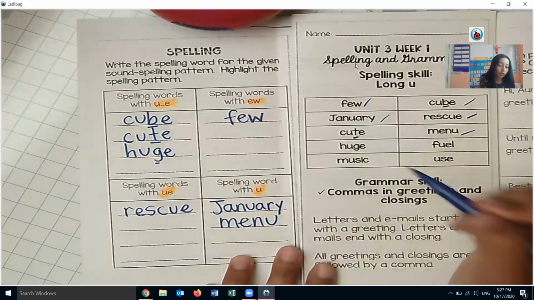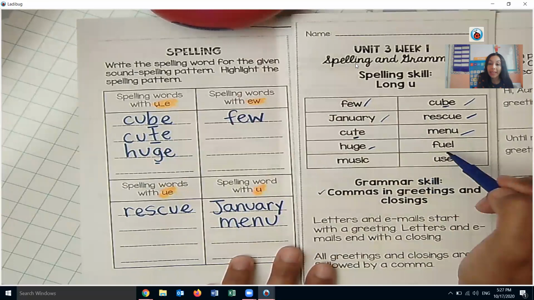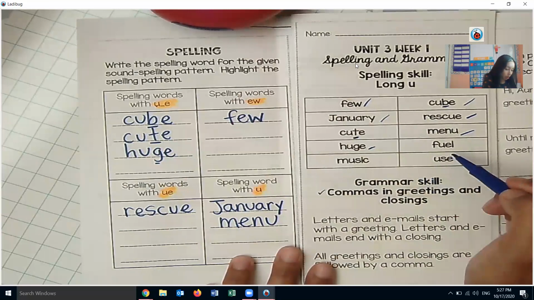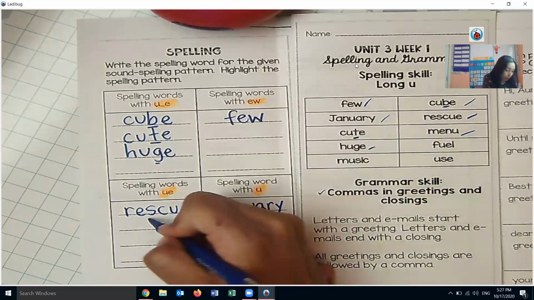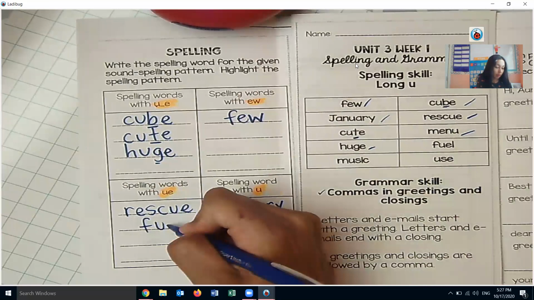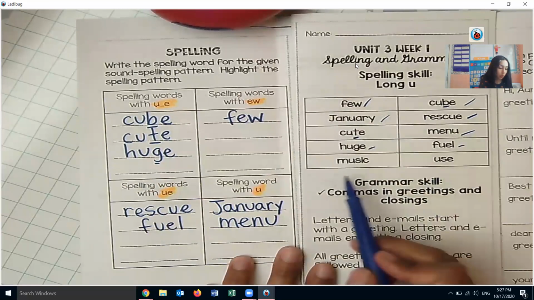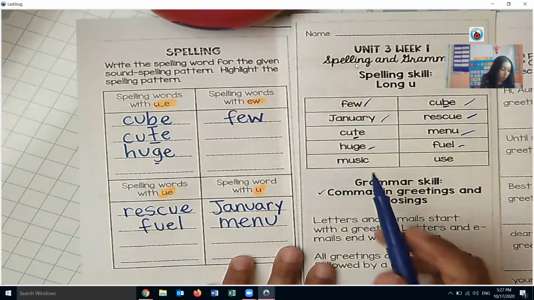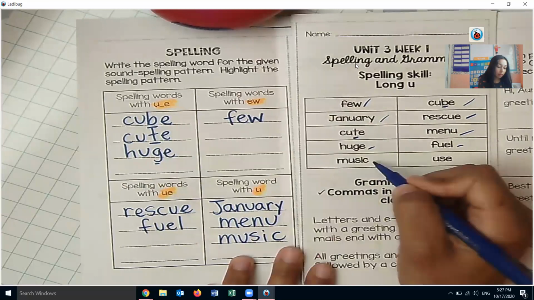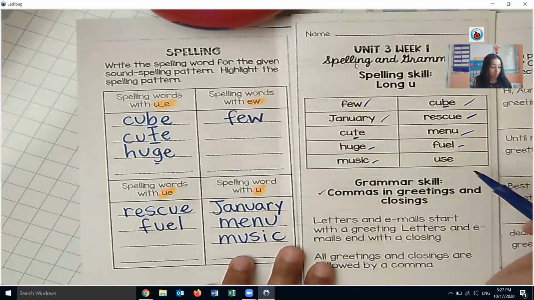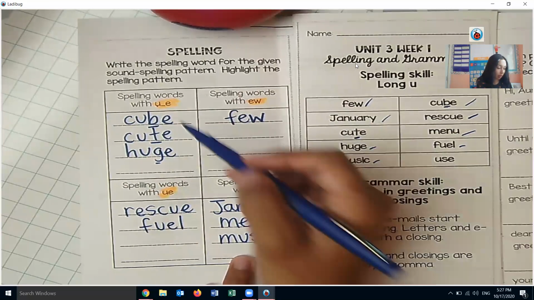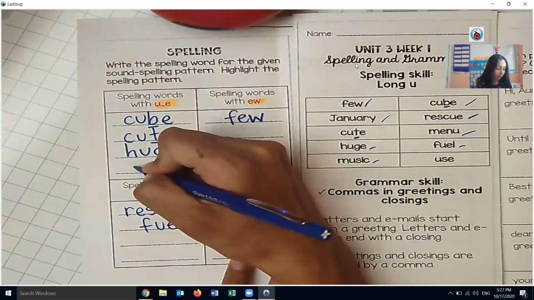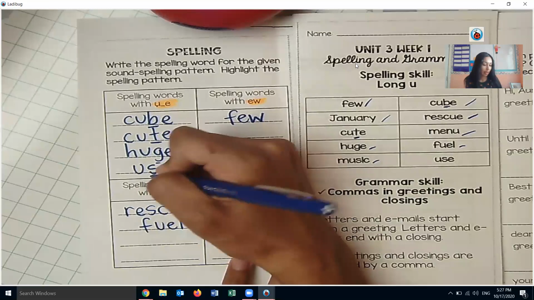Okay. Fuel has the UE. UE is right here. Fuel, UE, makes that long U sound. Music, this one is with just U. Music. And then use is this pattern. U, letter, E. And that letter is the letter S.